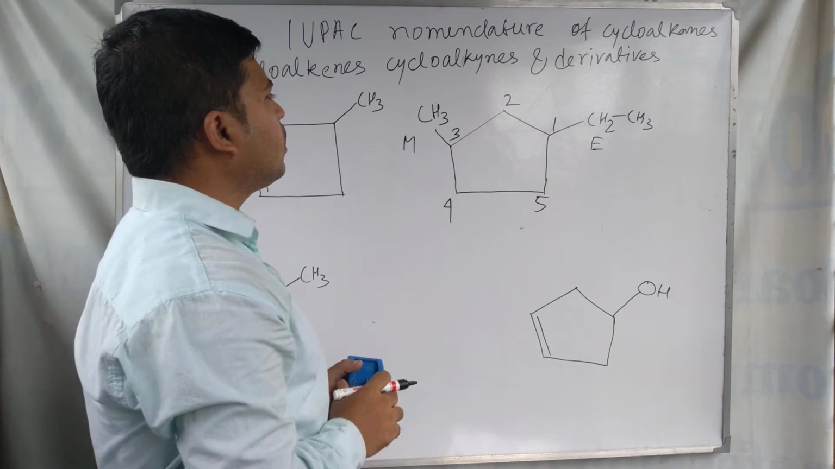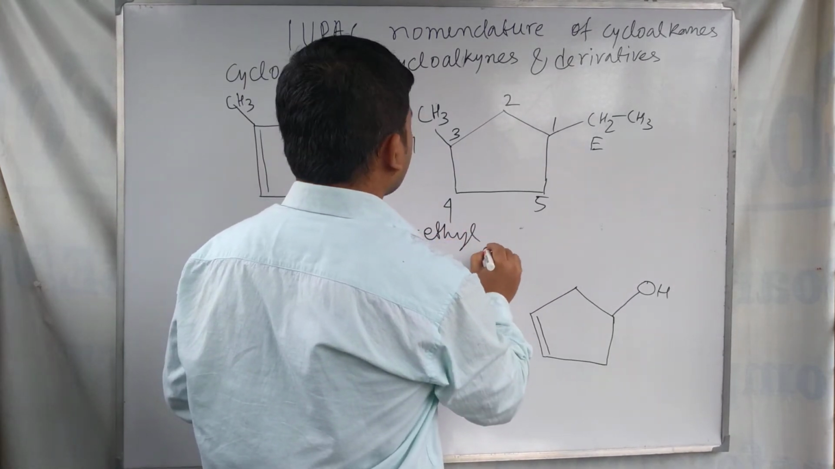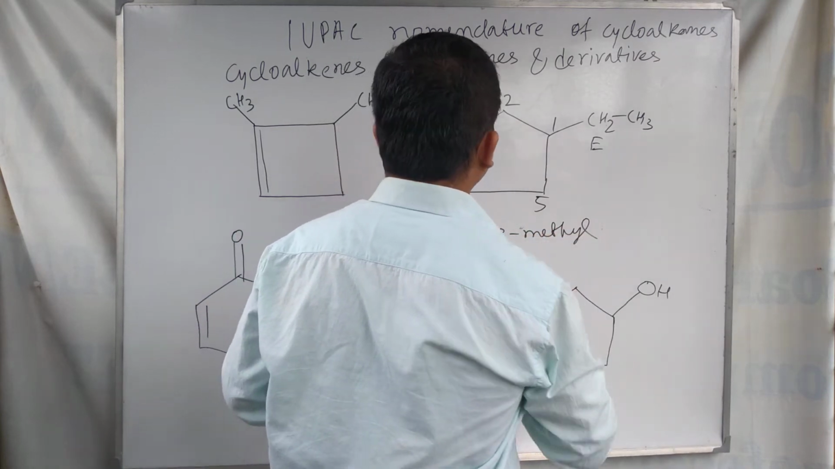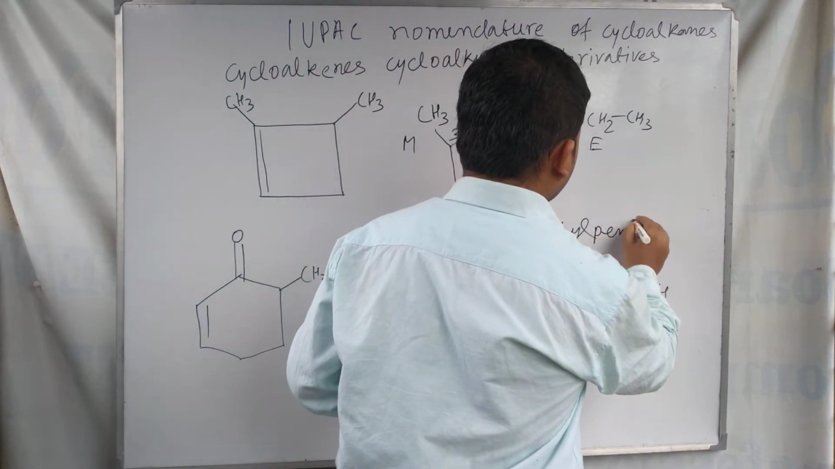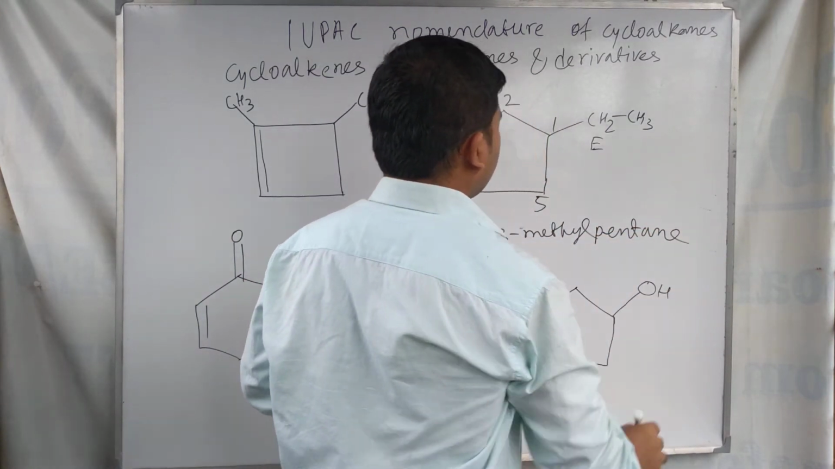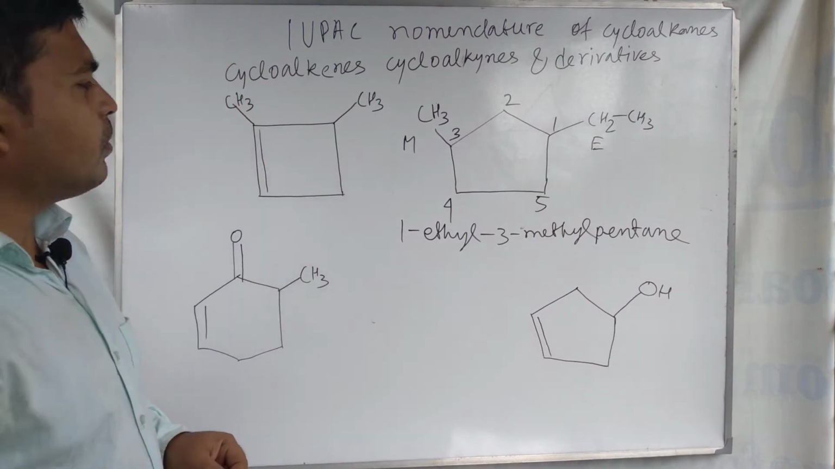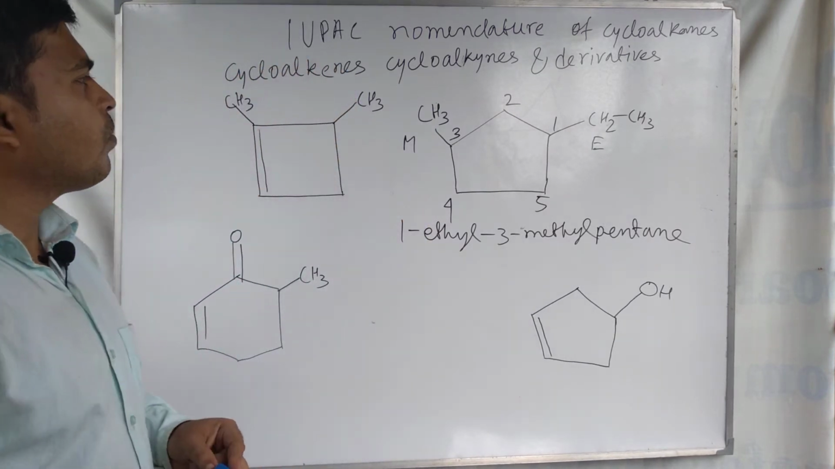The IUPAC name of this molecule is 1 ethyl, 3 methyl. The total number of carbons is 5, so pent, and the suffix is ane, so pentane: 1 ethyl 3 methyl cyclopentane. This is the IUPAC name of this cycloalkane.